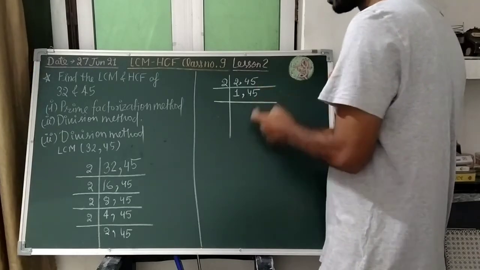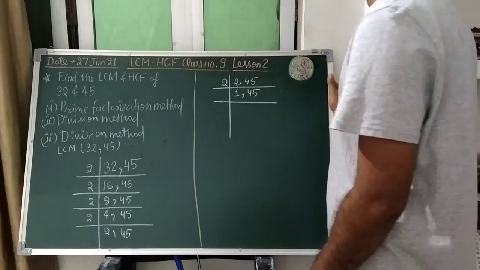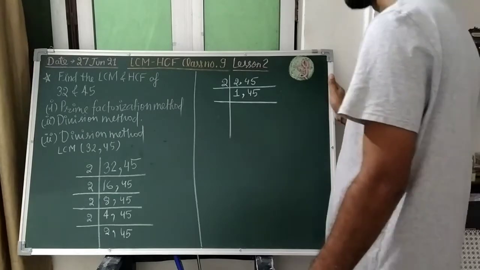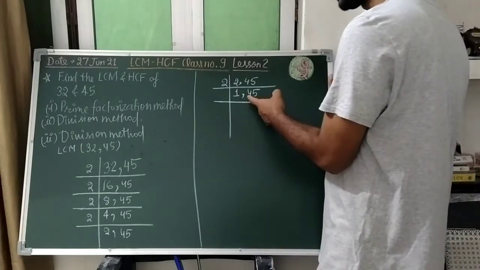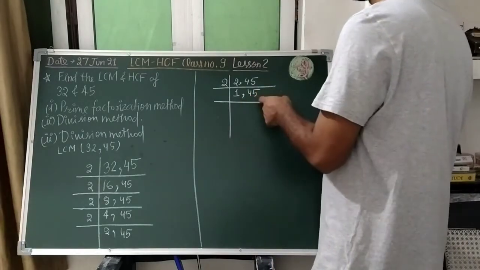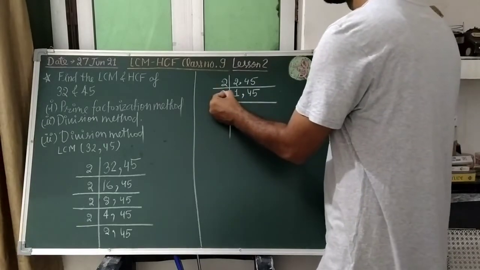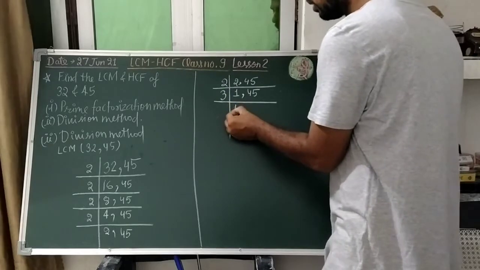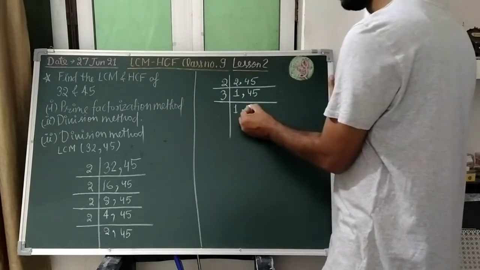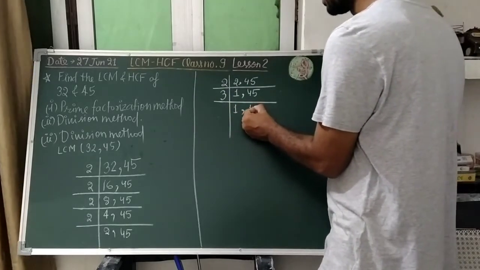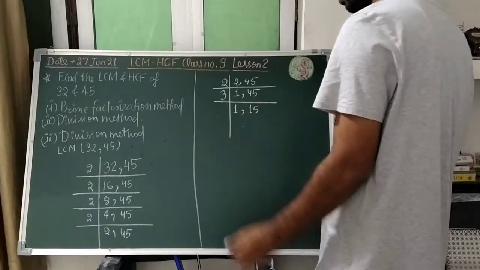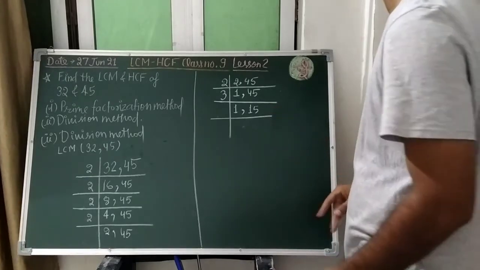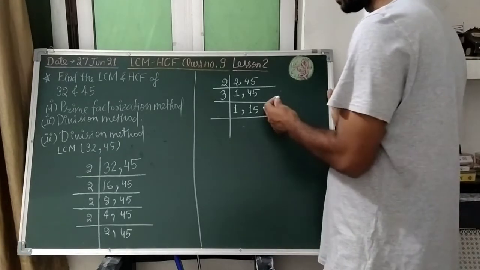So whether 3 is going to divide it, so divisibility of 3 tells us that the sum of the digits must be divisible by 3. So 5 plus 4 is 9, 9 is divisible by 3, so 45 will also be divisible by 3. So this 3 we shall select here as the 3 is going to divide this 45. So when 45 will be divided by 3, 15 will come as your quotient and remainder will be equal to 0.